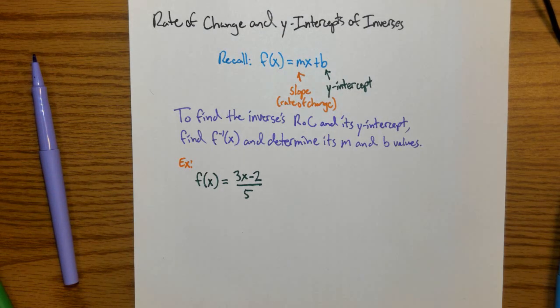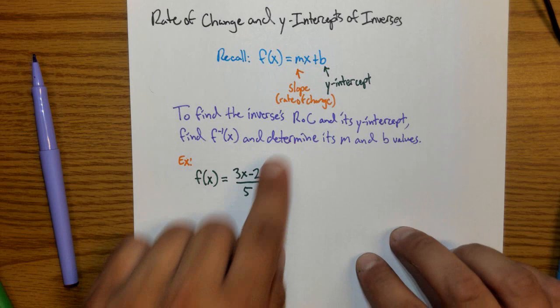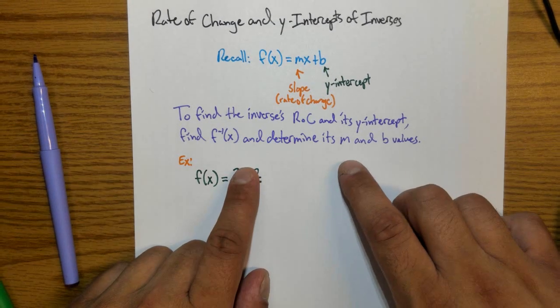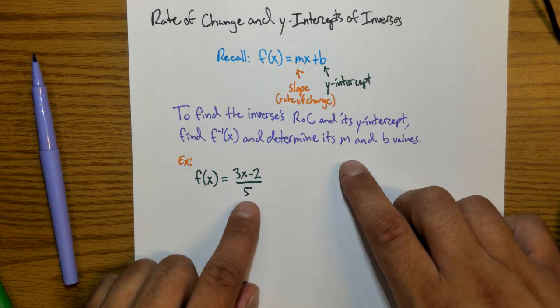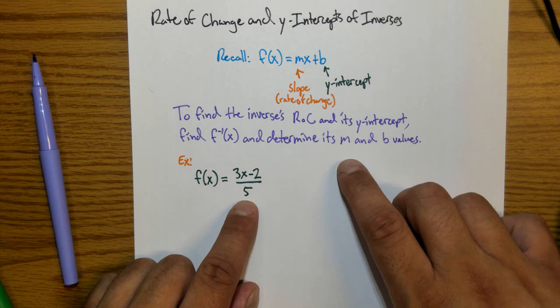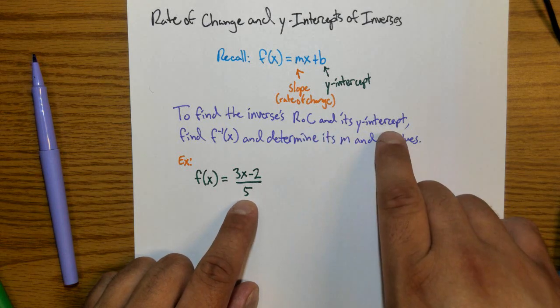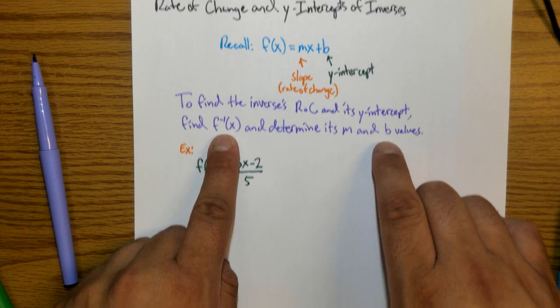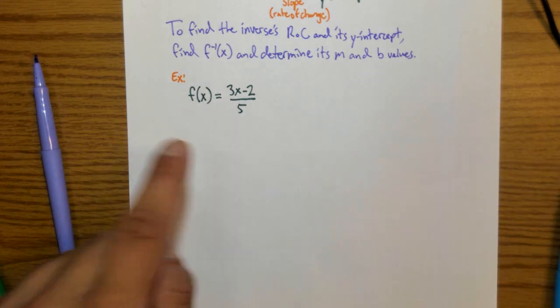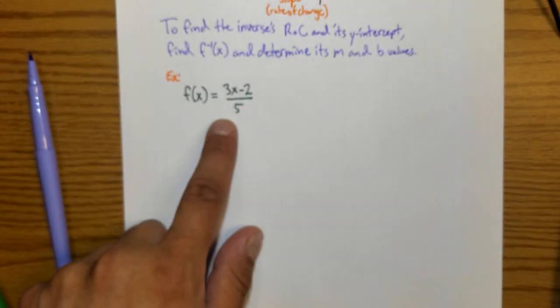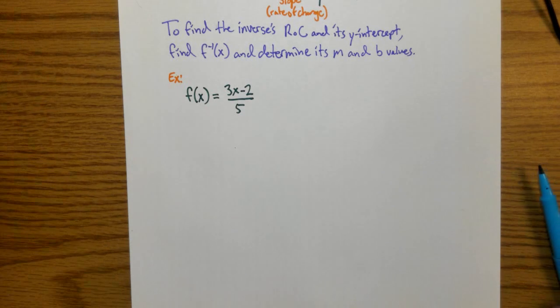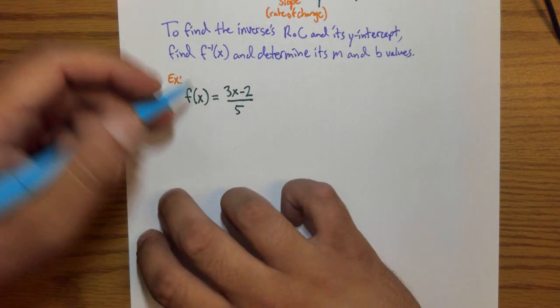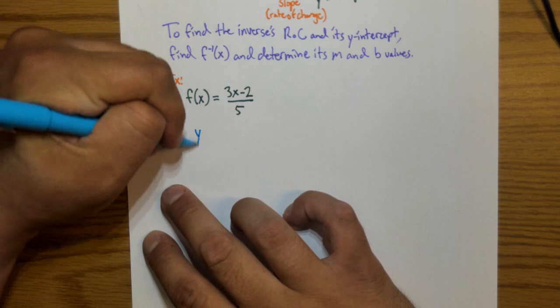This is why I decided just to tack this on at the end. What we want to do is find the rate of change and the y-intercept of the inverse of a function. So in order to find the inverse's rate of change and its y-intercept, we need to find the inverse and determine its m and b values. This one is really not that bad. So let's go ahead and find the inverse of f of x, and I will use blue. Okay, so first change f of x to y.